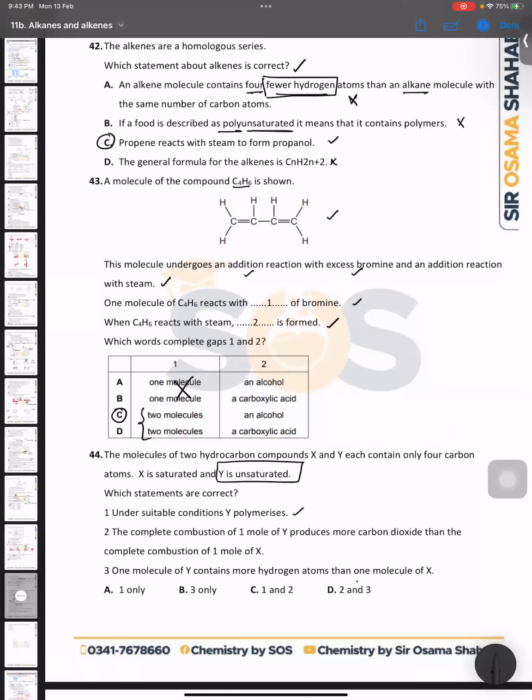Then the complete combustion of 1 mole of Y produces more carbon dioxide than that of combustion of 1 mole of X. They both have 4 carbons, right? So when they have the same number of carbons, they will produce the same amount of carbon dioxide. This is wrong. So 1 molecule of Y contains more hydrogen atoms than 1 molecule of X. X is saturated, so it has more hydrogens. Y is not. So the right answer would be 1 only, which is A. Right, Bacho?